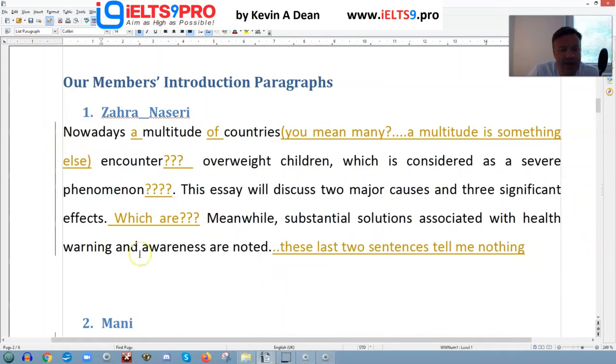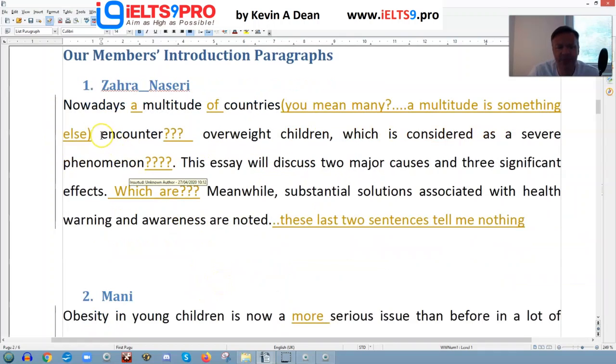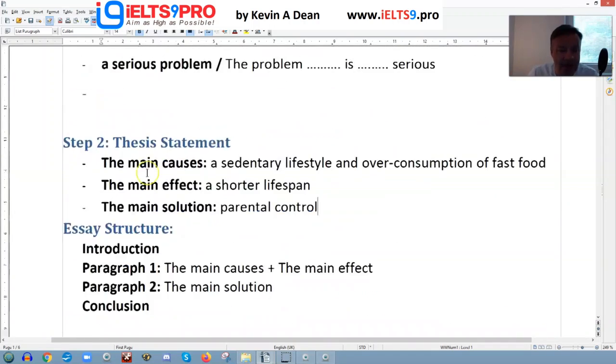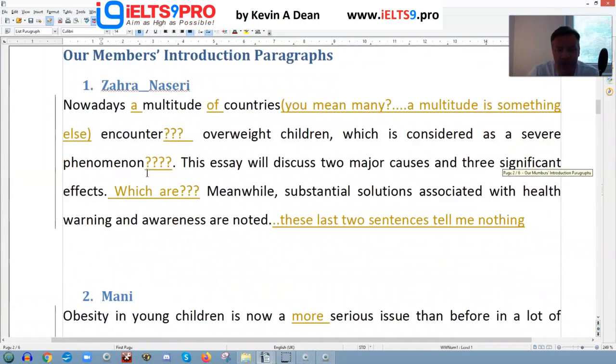Now, nowadays, a multitude, you mean many, a multitude? Encounter. Now, encounter what? They're walking down the street and they happen to encounter some overweight children. That's not the same thing, is it? What's it say in the topic? It's becoming, so it's an ongoing issue, a serious problem in many countries. So they're not encountering overweight children. They're not walking down the street and, oh, there's some fat kids. That's not what it means at all.